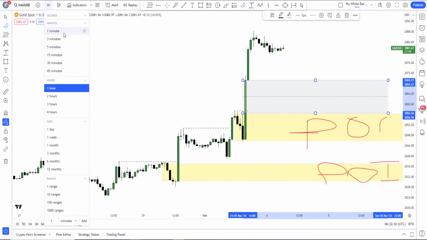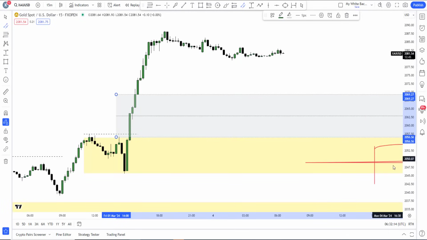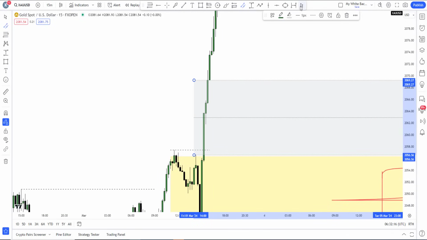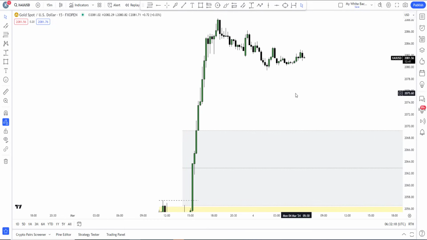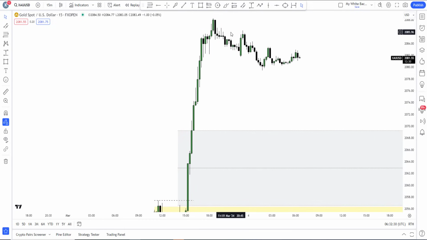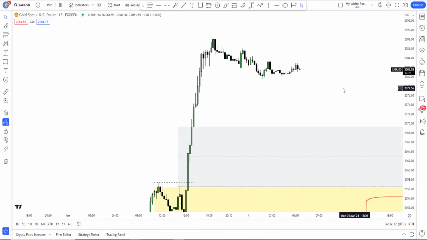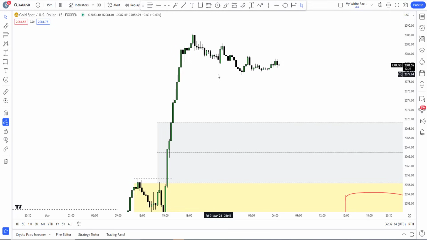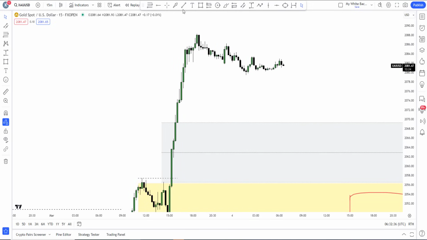So for us to take advantage of this push down, we can also go to the 15-minute time frame and wait for a shift in structure. Shift in structure is important. Immediately, if we see a shift in structure in the 15-minute time frame, we can take advantage of the sell. Look at this. We have this. Boom. A shift in market structure to the downside.